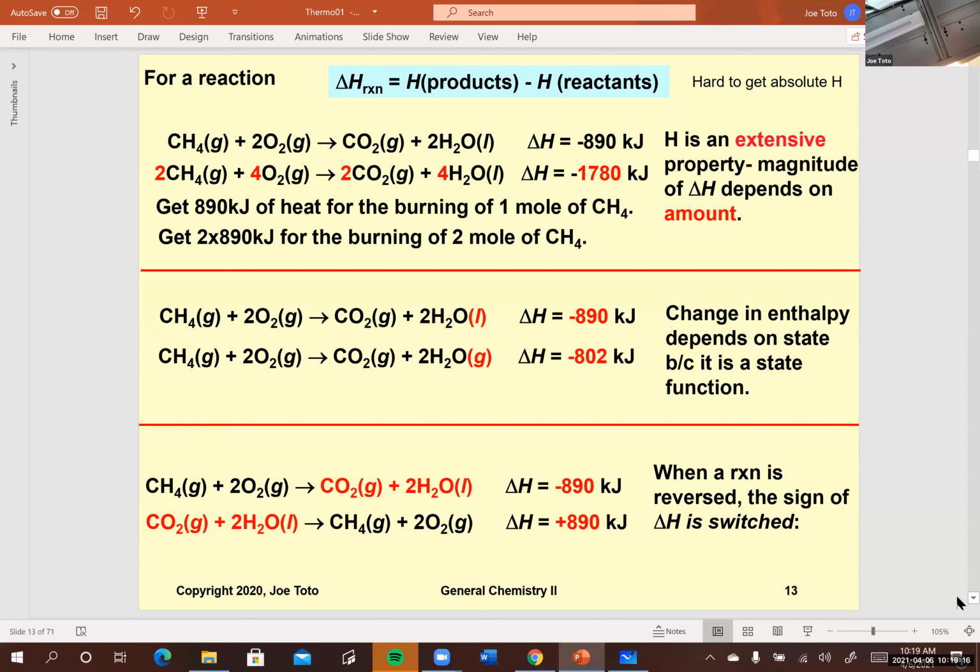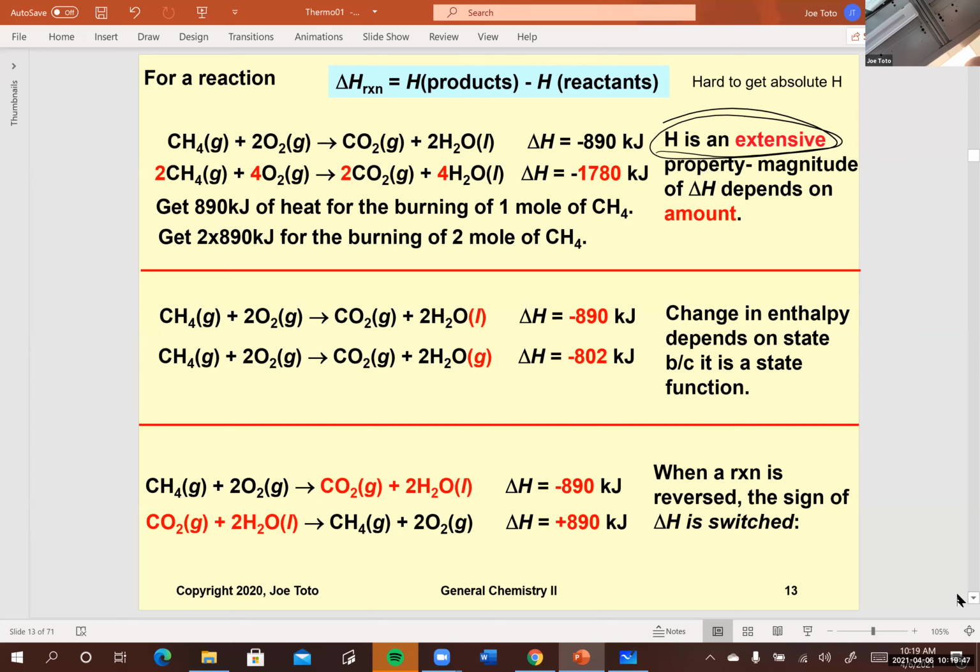All right, this slide shows some of the properties of enthalpy. It says for this first line anyway, that enthalpy is an extensive property. So what does that mean? Extensive means the amount. So it's amount dependent. How much does it extend?